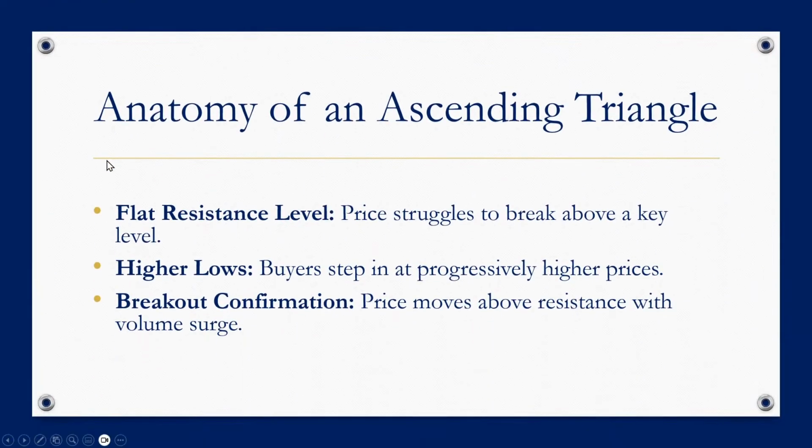Okay, let's now start with the ascending triangle. This pattern is characterized by a flat resistance level and rising support. So what buyers are doing is they're stepping in at higher prices, creating a series of higher lows, while sellers hold the price down at resistance. Eventually, the buying pressure outweighs the selling pressure, and that leads to a breakout.